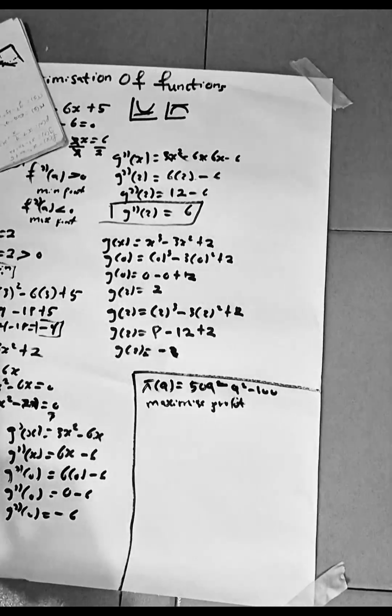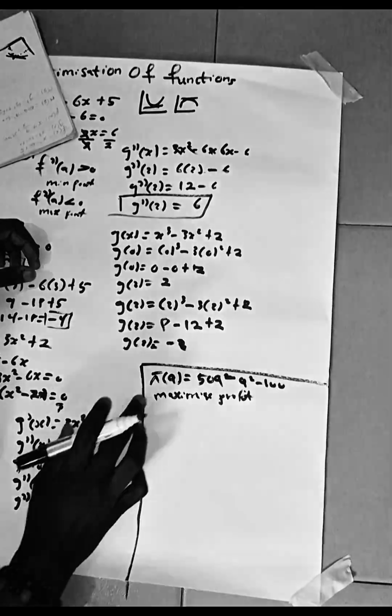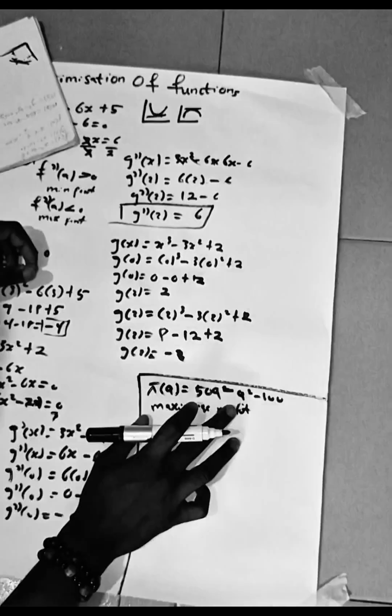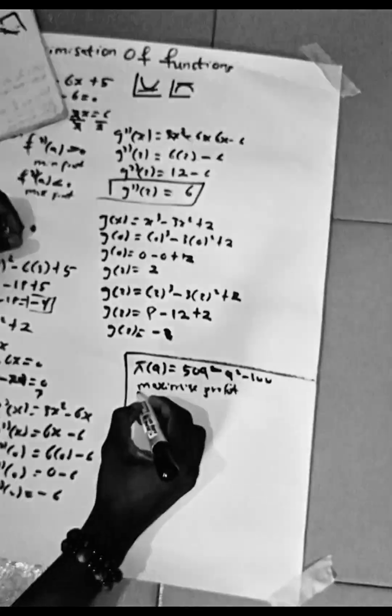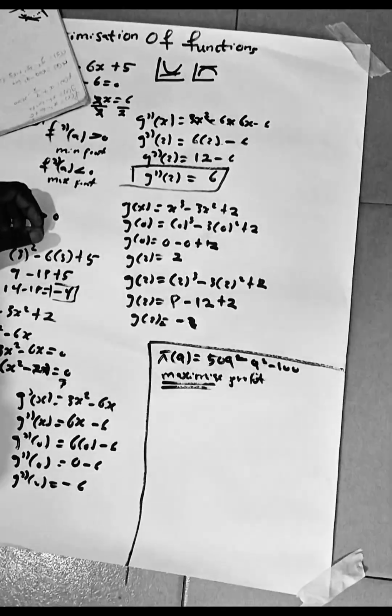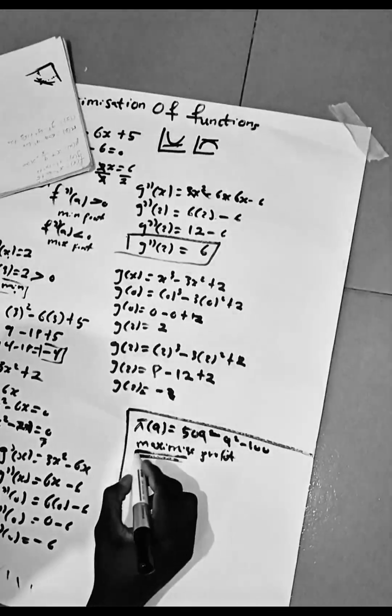Right, so we have a question. We have a profit function, pi of q is equal to 50q minus q squared minus 100. I'm asked to maximize the profit.